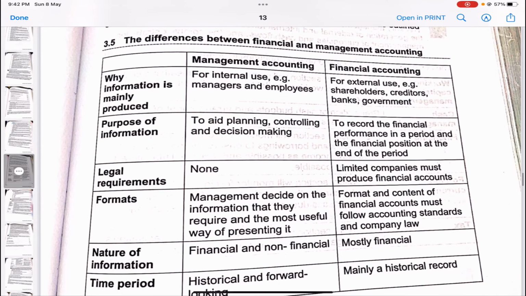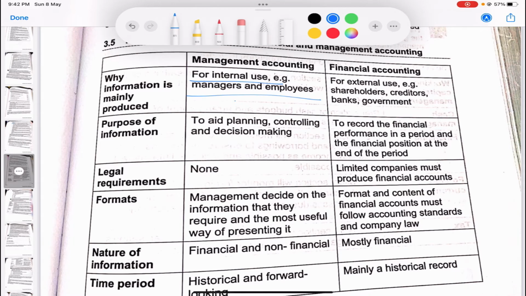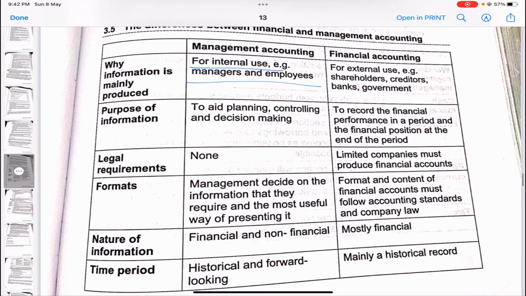So, now let's see what are the differences between financial accounting and management accounting. I'm sure this is very easy because we've done both of them, but let's just see what are the differences. So, why is the information mainly produced? Let's do financial first, then management. So, we know that financial accounting is mainly for the government, for the creditors, for the shareholders, for the banks, right? So, it is basically for external use. And coming to management accounting, it is for the internal use, for the managers and the employees. What is the purpose of information?